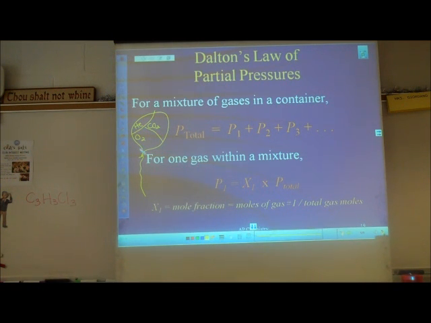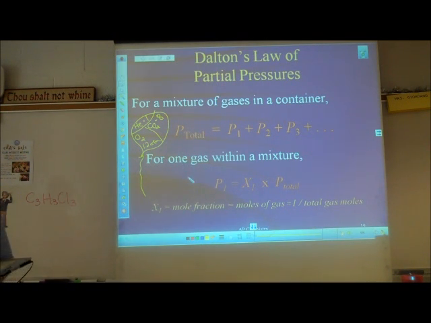Okay, and they don't have to be equal. I mean, this could be 1.2 atmospheres, this could be 0.8, and this is 0.1. Each one has its own partial pressure. If you add them all together, no matter how many there are, that'll give you the total pressure in that container, balloon, whatever.